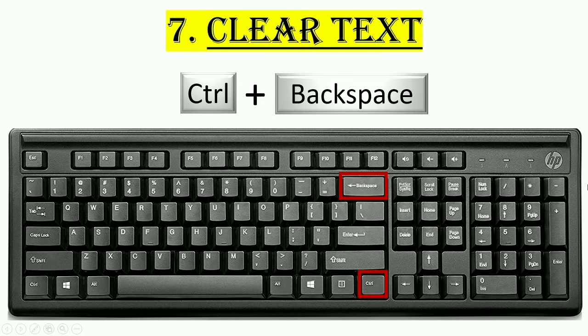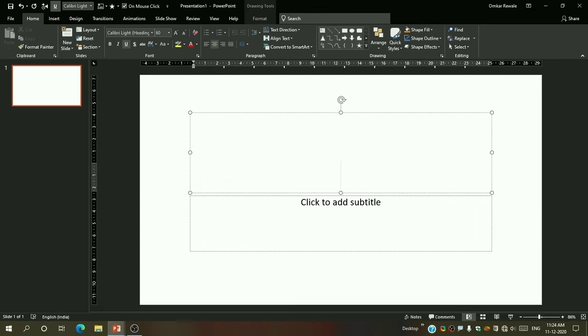So the seventh shortcut key is to clear text, which is an important one. Remember the shortcut, it is Control plus backspace. Let us see how it works. Suppose I have written any word, for example fail. The spelling is FAIL, and I have mistakenly written it FEIL.